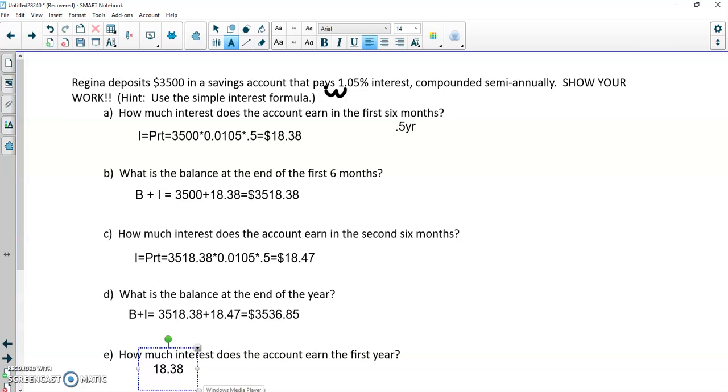$18.38 is what I earned in the first 6 months. And $18.47 is what I earned in the second 6 months, which gives me a total of $36.85. Or another way you can look at it would be my balance at the end of the year was $3,536.85. And I take away the balance that I started off with, the $3,500, which again gives me a value of $36.85.